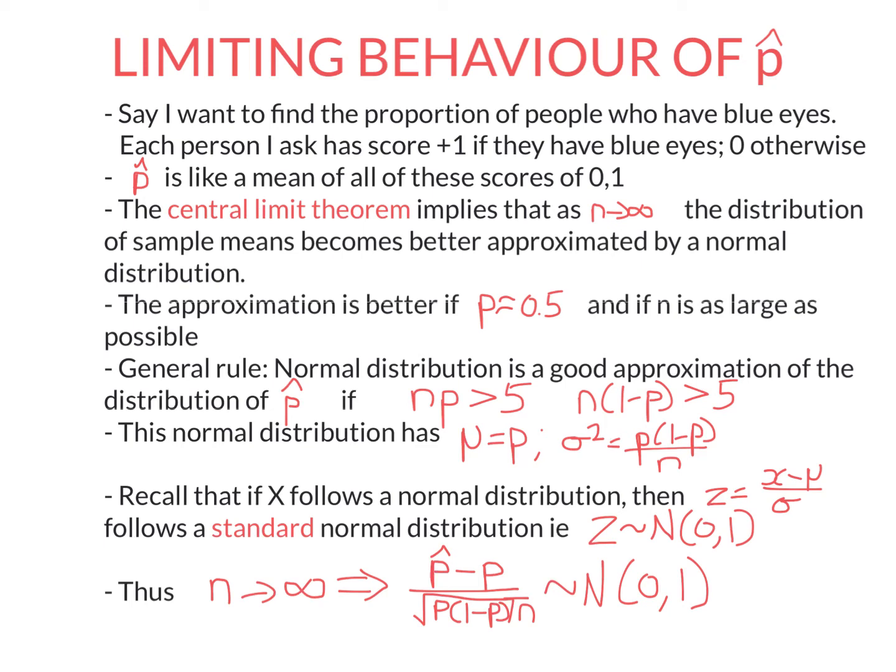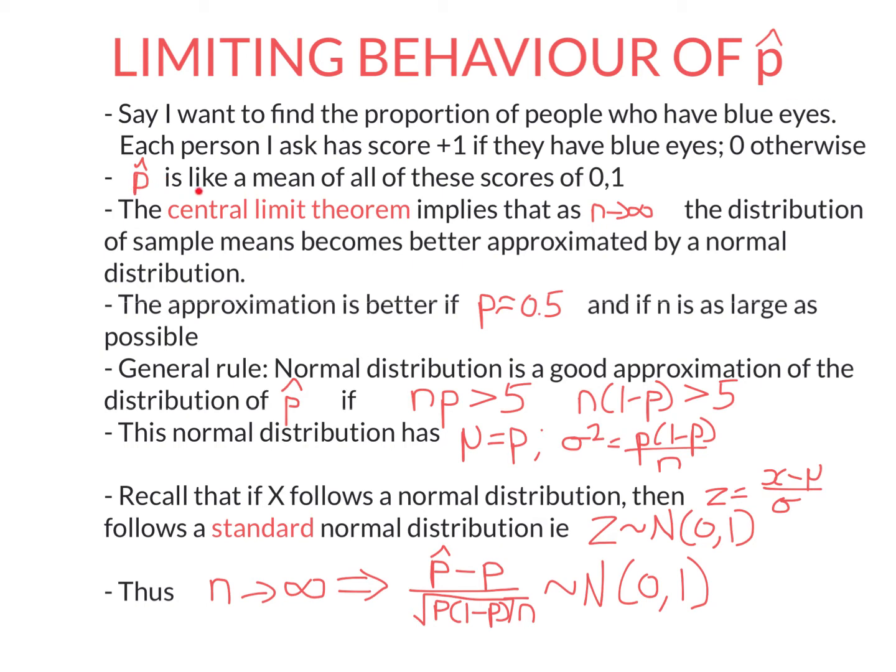Thank you so much for tuning into this video in which we will look at the limiting behavior of p hat. What happens to the distribution of our sample proportion as n, the number of people I ask or the number of trials, gets larger and larger? So let's use as an example me wanting to find the proportion of people who have blue eyes. Well, of course, I can't ask everyone. That would take forever. So I would just ask a sample of people. p hat is the proportion of people in my sample who have blue eyes.